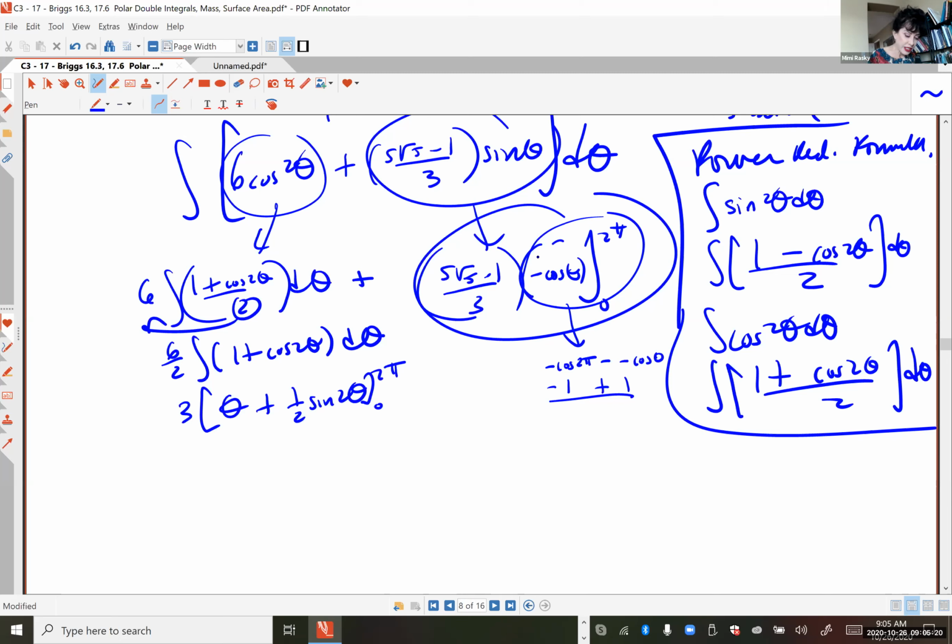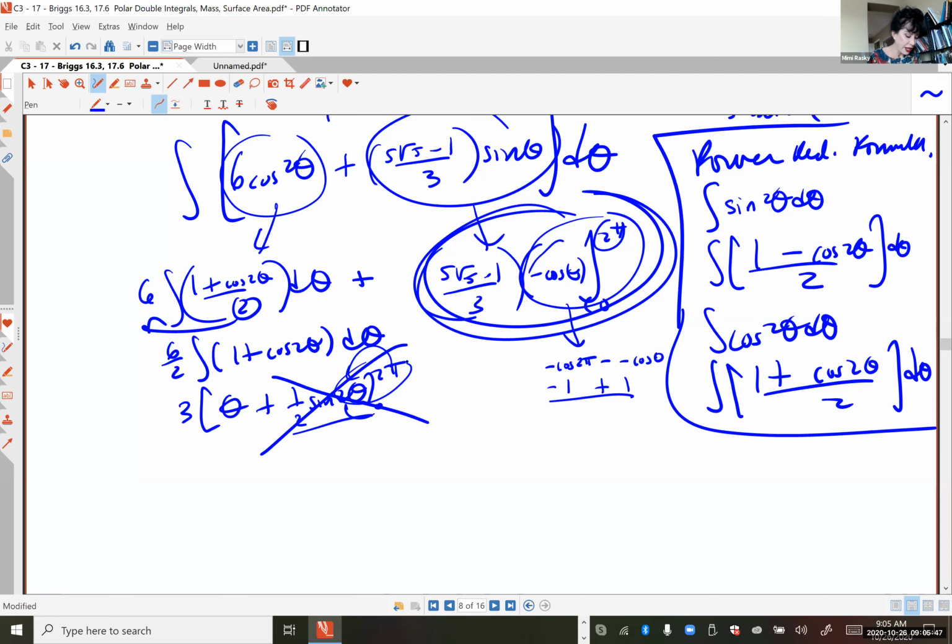So this term here is going to basically cancel. When you evaluate the 2 pi and the 0, it's going to go away. And then I claim the sine of 2 theta term is also going to end up not contributing anything, because I hope you can see when you do the evaluation of sine of 2 times 2 pi, that's sine of 4 pi, that's 0, minus sine of 0, that's going to go away. So that's a big fat 0.